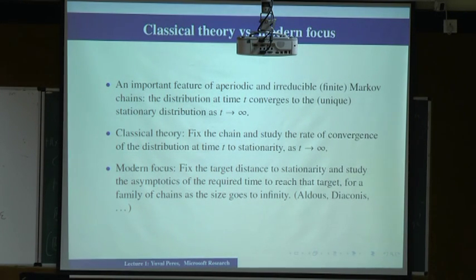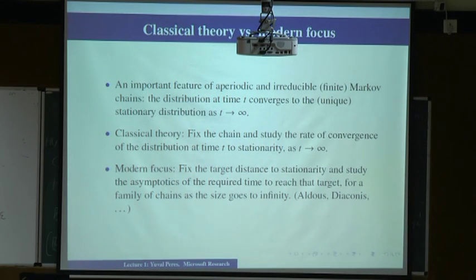If my chain is very big, how long would that take to drive the distance to a 1/4 or a 1/10? This was a point of view put forward by Aldous and Diaconis in the 80s, but it also arose independently in computer science as a result of analyzing randomized algorithms. It turns out that powerful randomized algorithms, one famous example being a volume computation by Ravi Kannan and co-authors, relied on running a Markov chain for a long time.